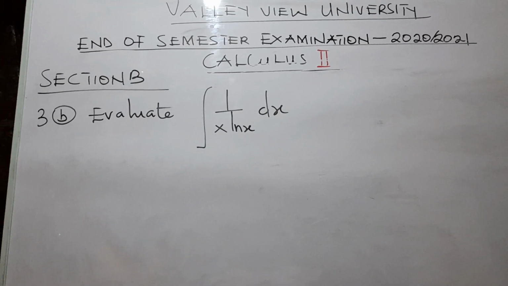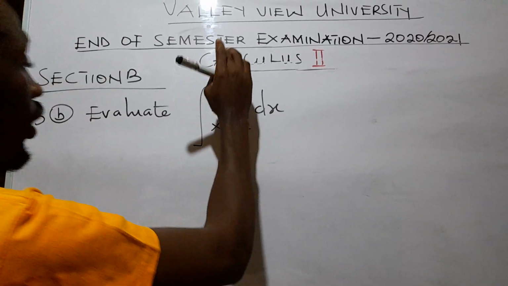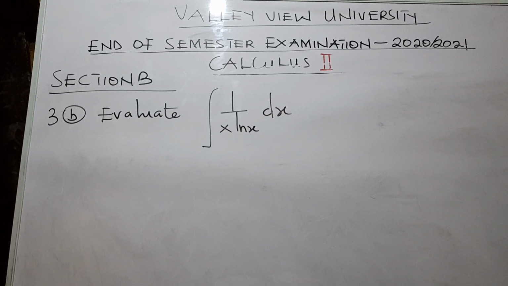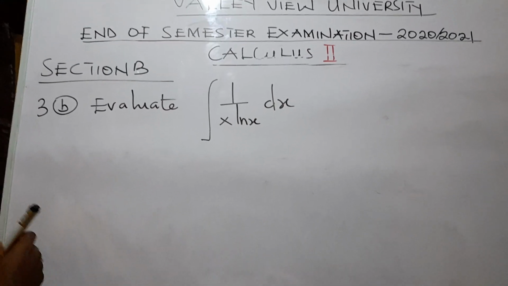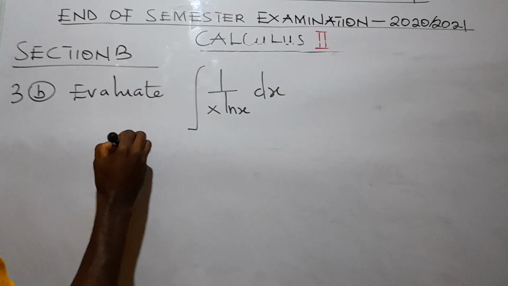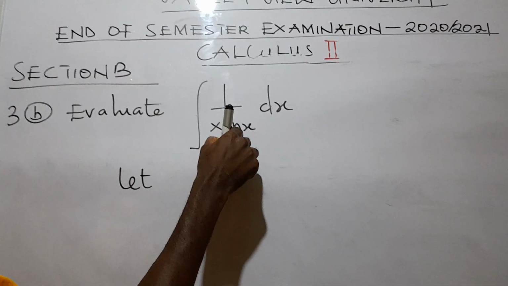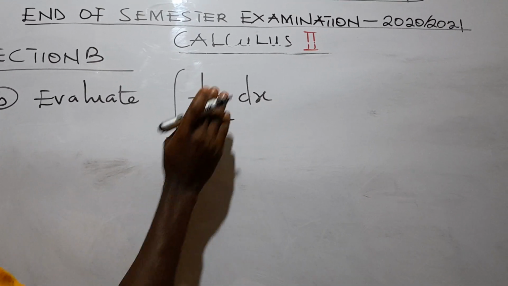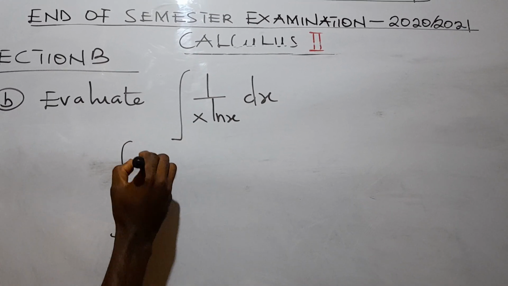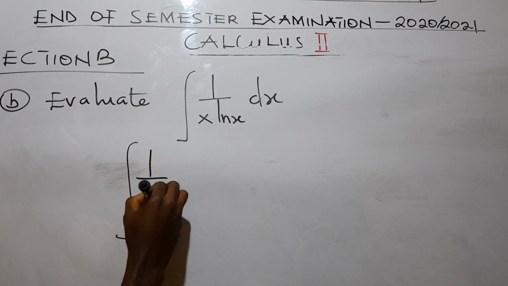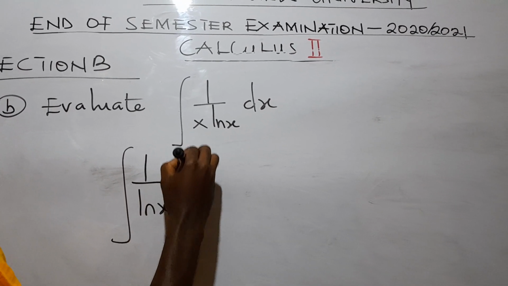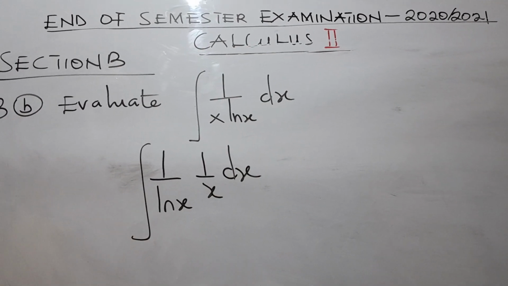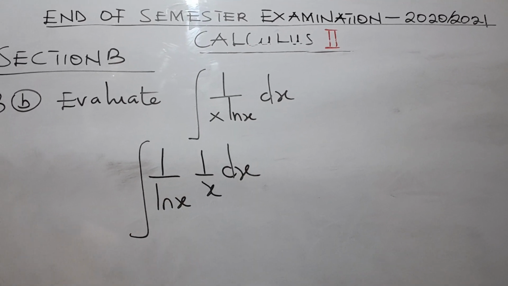So the B aspect of question 3 says we should evaluate the integral of 1 over x ln x dx. This is for 7 marks. So how do we do that? Look at it. When we differentiate ln x, we'll get 1 over x. So first, we can rewrite this as 1 over ln x times 1 over x dx. When we multiply this again, we'll get this back.